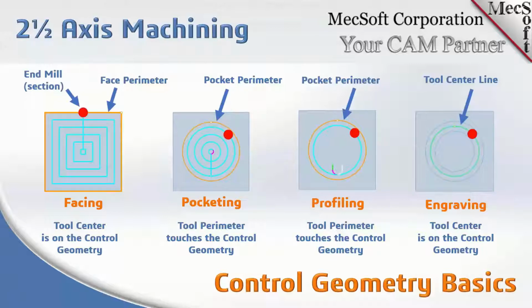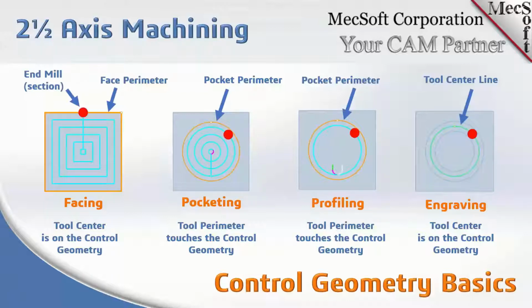Now, if you move to the right for profiling, the contact points are identical to pocketing, except that you're not clearing out all of the material inside. You're probably assuming that you've already cleared it out to some extent, or maybe used a pocketing operation and left some stock on the sidewalls. So you're going to use a profiling operation to finish the sidewalls, and maybe even the depth of the pocket.